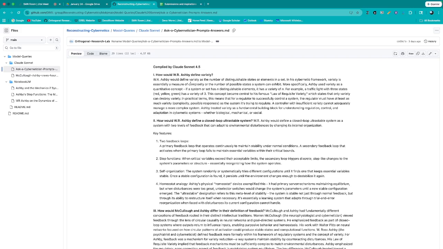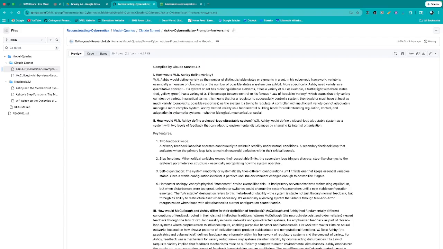Ashby would define variety as the number of distinguishable states or elements in a set, which is, of course, the model of variety that Ashby expounds in the Good Regulator theorem. In his cybernetic framework, variety is a measure of complexity, the number of possible states a system can exhibit. More specifically, Ashby uses variety as a quantitative concept. If a system or set has n distinguishable elements, it has a variety of n. So it's basically how many elements you have. For example, a traffic light with 3 states, red, yellow, and green, has a variety of 3.